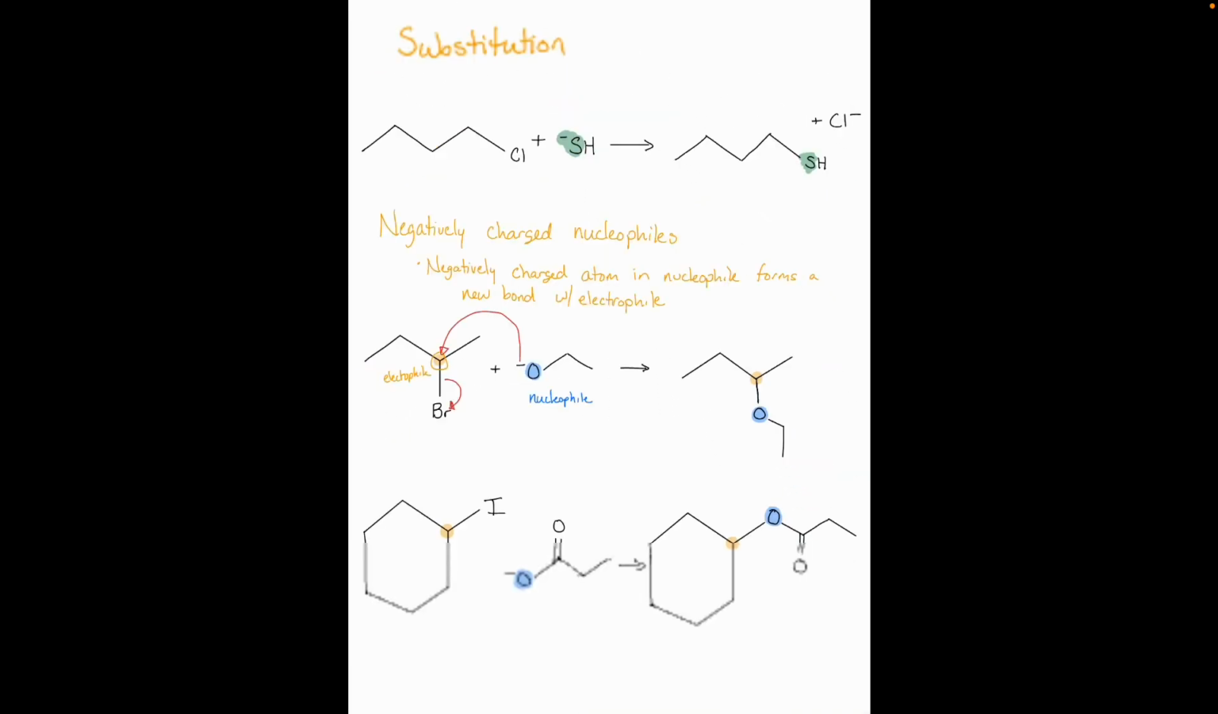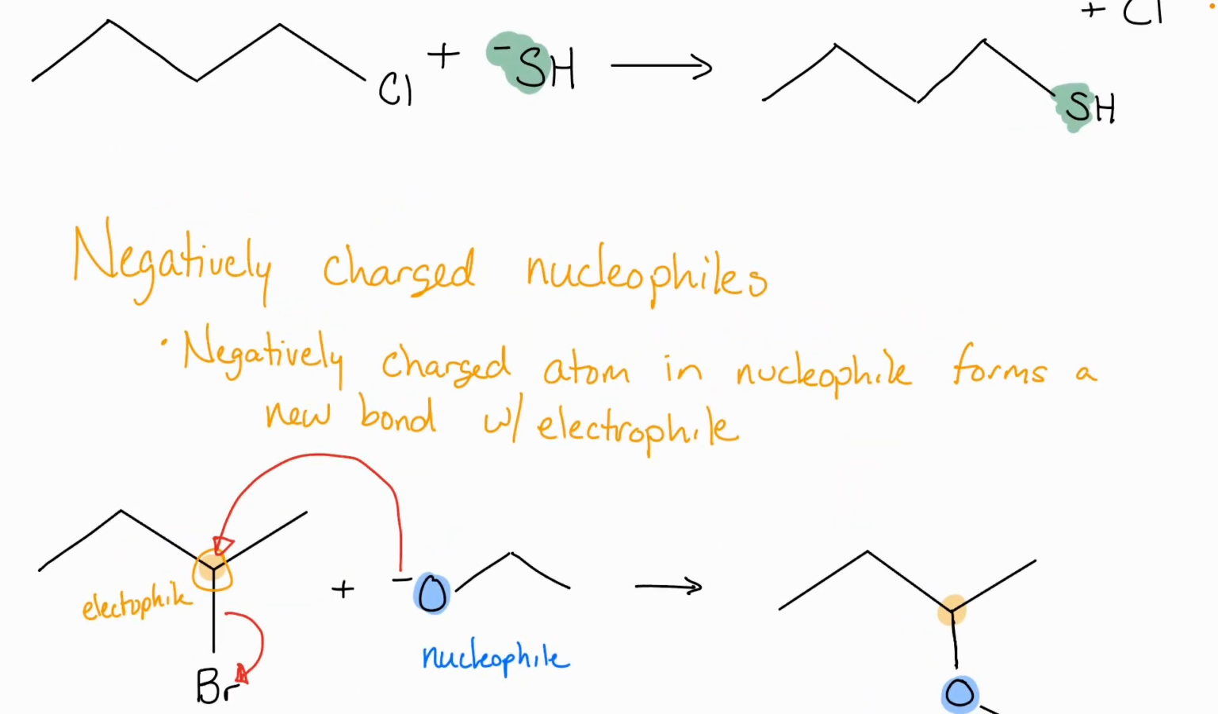All right, so again, negatively charged nucleophiles: that negatively charged atom in our nucleophile forms a new bond with that electrophile, that carbon at the base of our halogen. And then we'll see some reactions that have not negatively charged but neutral nucleophiles.